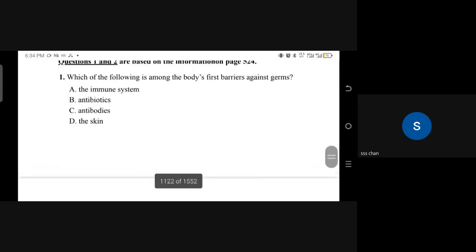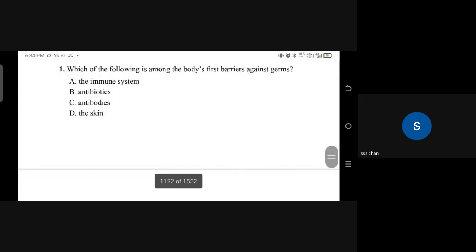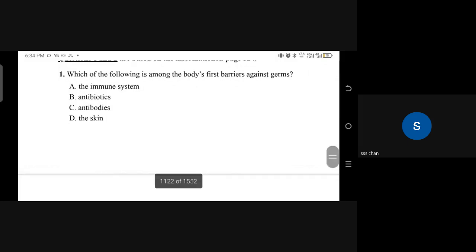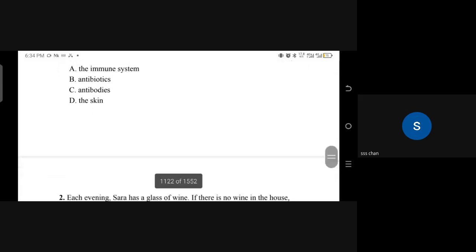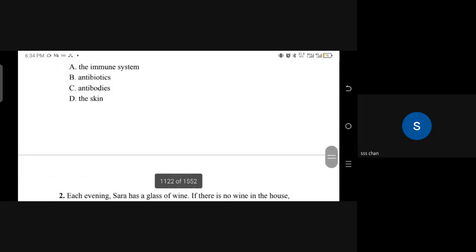Now, the answer is the skin. The skin has a cutaneous layer. Underneath, we have the epidermis and the dermis. Your first body barrier, or your first layer of defense against germs, is your skin. After the skin, it comes to your immune system, which contains your antibodies. So the answer is your skin.